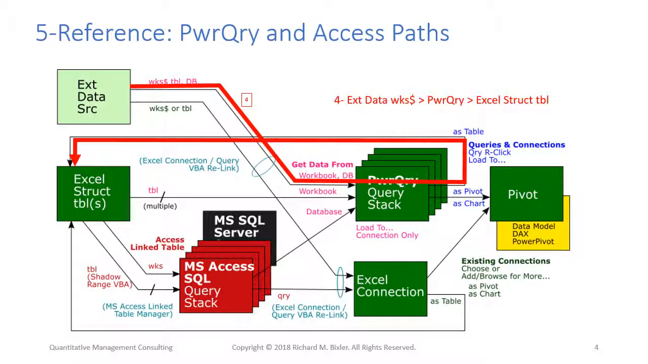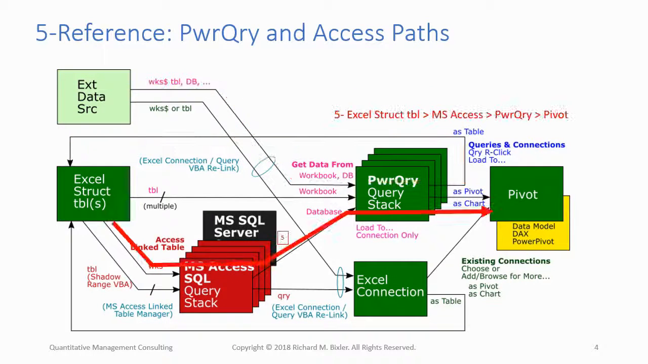Path 4 has functionality similar to Path 3, pulling data from an external source through Power Query into an Excel structured table for subsequent use via the other paths from a table in Excel.